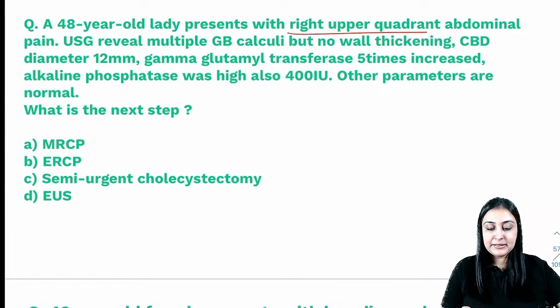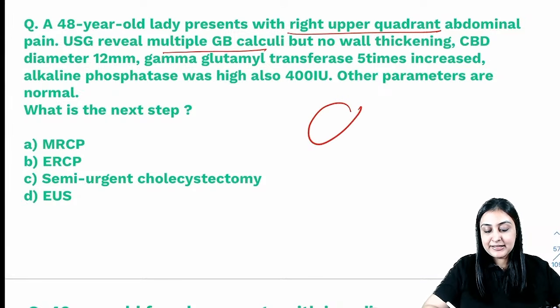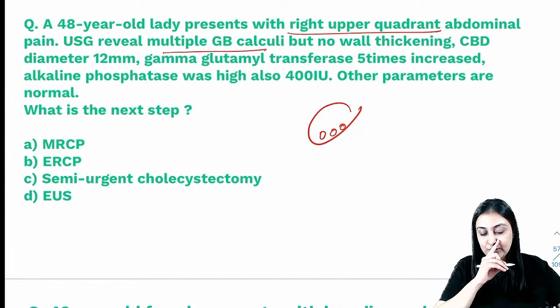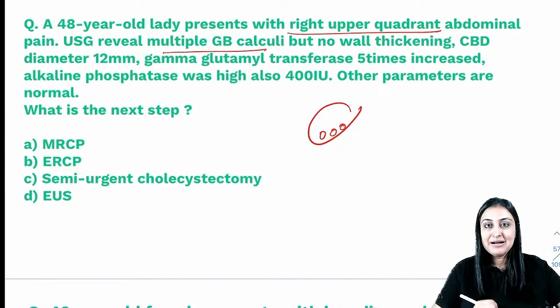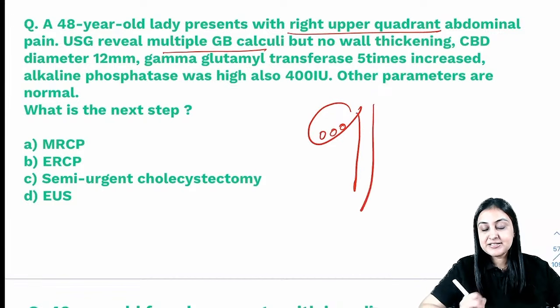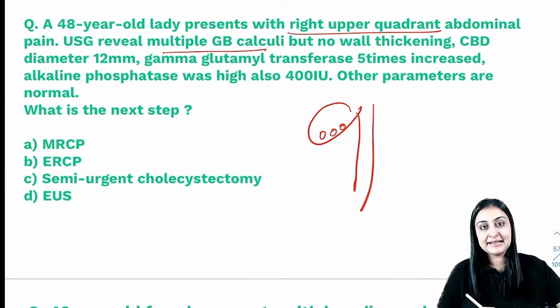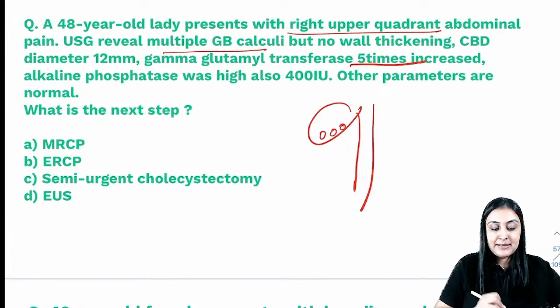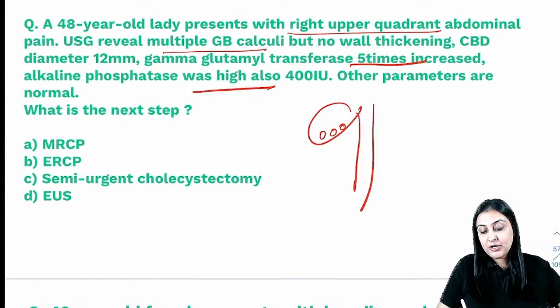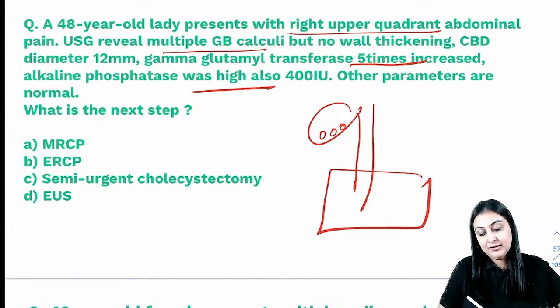Now, INICET question. 48-year-old lady, right upper quadrant pain. Ultrasound revealed multiple GB calculi. Let me just draw. In the exam also try to imagine or draw. Multiple GB calculi, no wall thickening, fine. CBD diameter 12. Is it dilated? Yes, more than 6 is dilated. GGT 5 times increased. ALP also high. Other parameters are normal. So, do I know the cause of obstruction? I don't know the cause. I only know that there are gallstones. CBD stone was not mentioned, right?